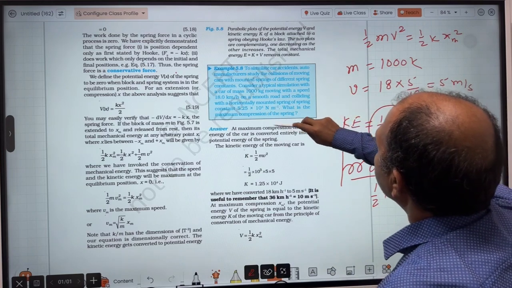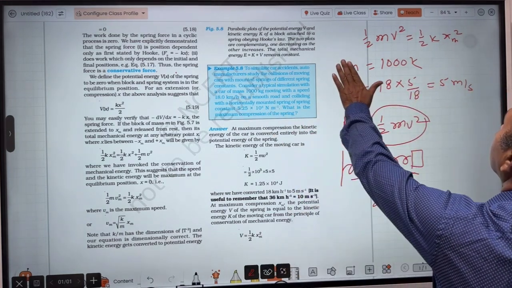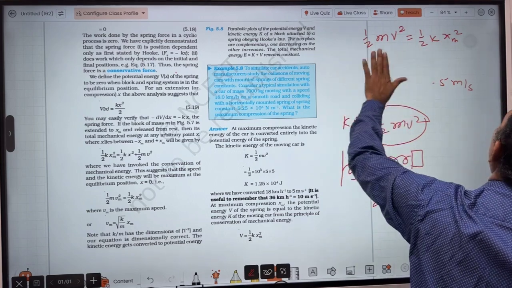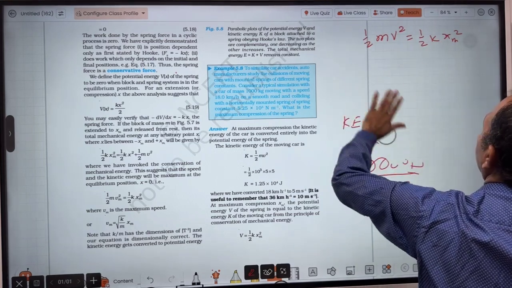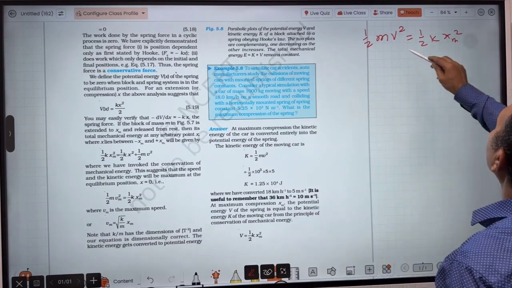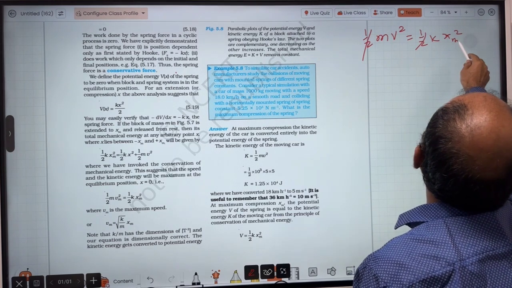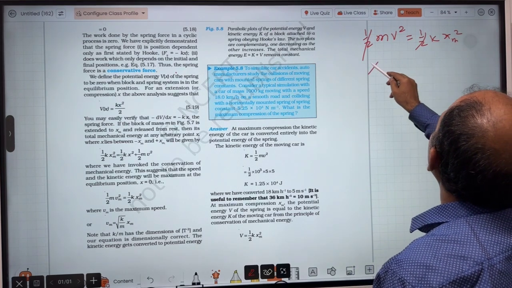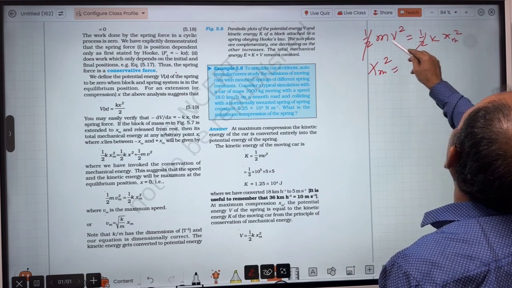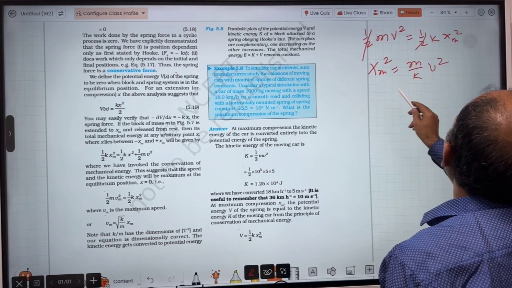In our question, k is given, so there won't be difficulty in evaluation. Now, 1 by 2 will cancel out, and then what do we get? So cancel 1 by 2 from both sides, and we have to find out this compression. So x m square equal to m upon k times v square.